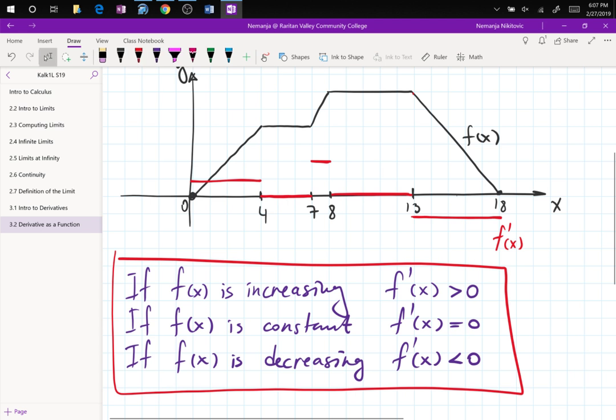This is coming back in chapter 4. This is coming back in Calc 2, Calc 3, differential equations. This is something that is key to understanding the relationship between the function and the derivative.